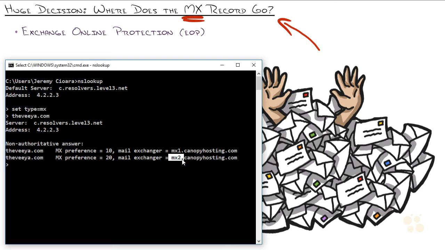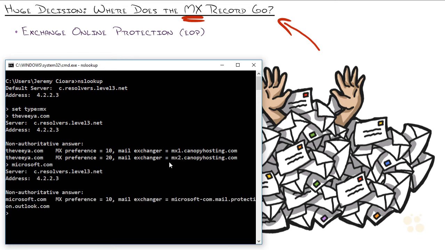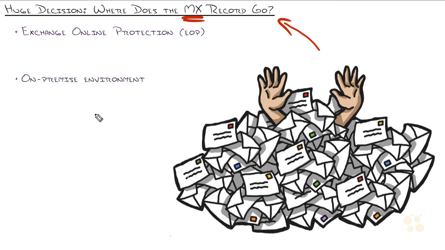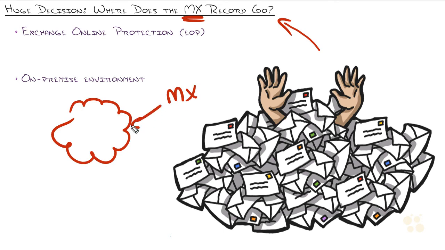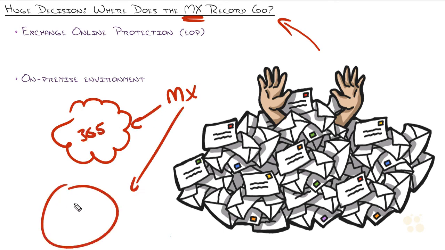That's actually a filtering service that we're using, a spam filtering service that it goes through before it actually reaches our Exchange cluster. I can type in Microsoft.com. It looks like Microsoft has one MX record, which goes to Microsoft.com, mailprotection.outlook.com. You can do that for any domain you want. And you have a big choice. Do you want your MX record to point to the Office 365 cloud? Or do you want it to point to the on-premise cluster?